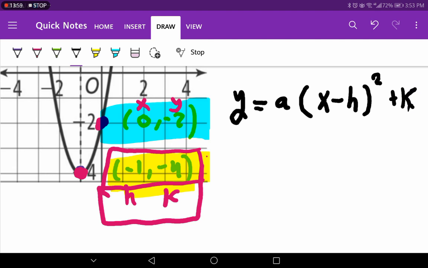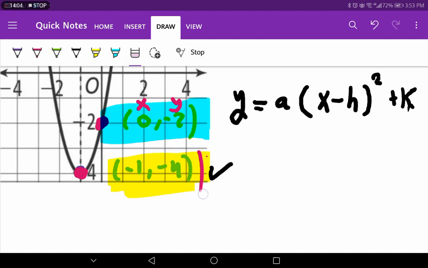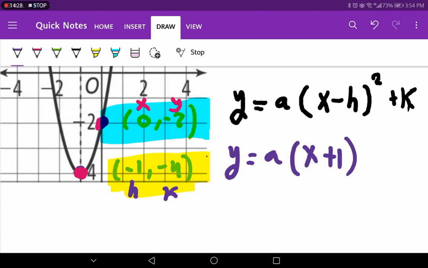This is the vertex equation. I do the first fill from the vertex, and I will do the second fill by x and y. You can fill directly as you wish, but what I like to do is each one in one step. So let us start. This is h and this is k. y equals a(x + 1) squared minus 4. So this is k and this is h.